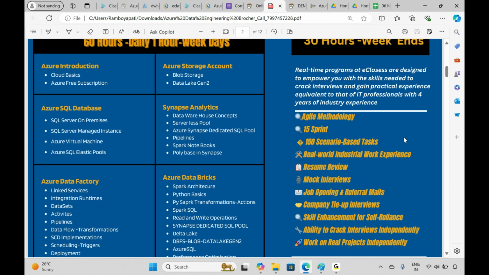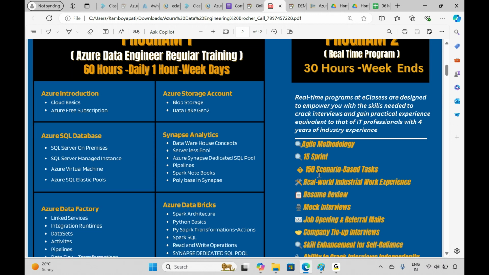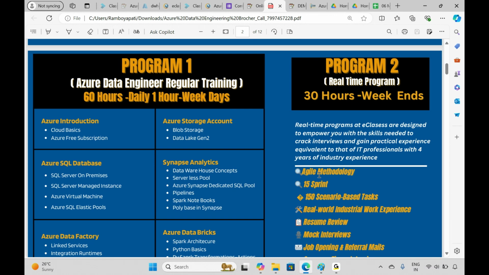So definitely this program 2 will give you 100% confidence to crack the interview, and without taking any workshop you can work on the projects. So this is our program 1 and program 2 which we are going to conduct parallelly. It will help you a lot. And with this program 2, which we introduced 1 year ago, our success rate for the batch placement is 80 percent.